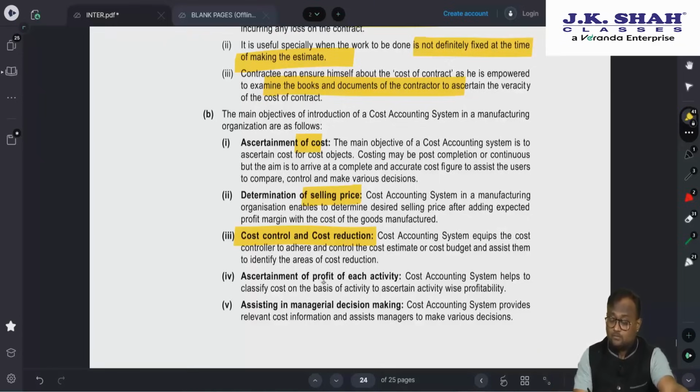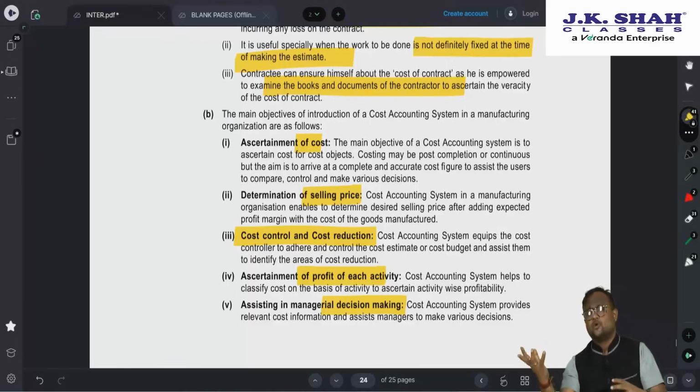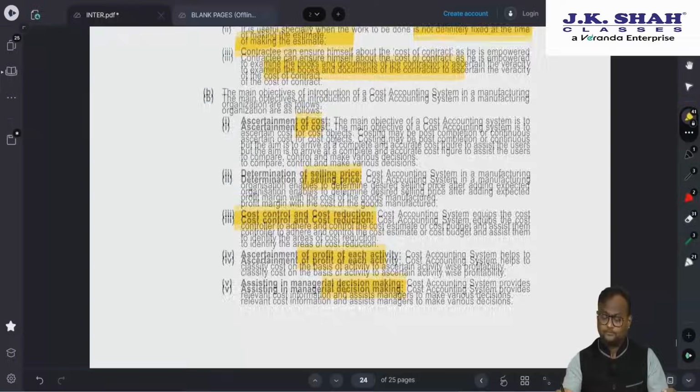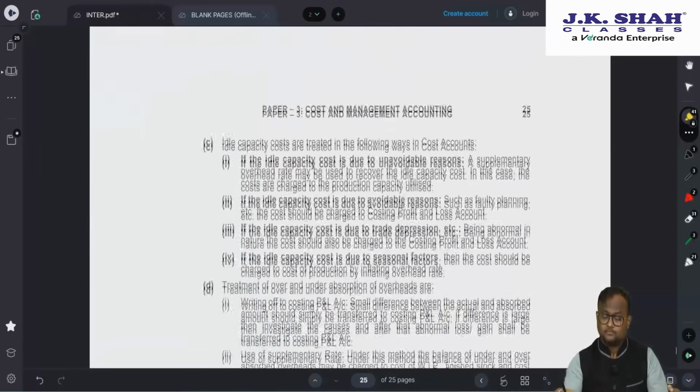Secondly, I can find out the profit of each activity. Since I have access to the cost structure of each and every activity and process that I undertake, I can easily find out the profitability of each activity. And then assisting in decision making: whether to increase the price, reduce the price, start a new product line, or discontinue one of the product lines, all these things can be done.